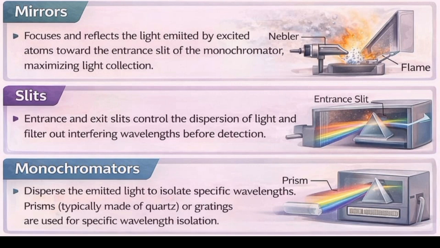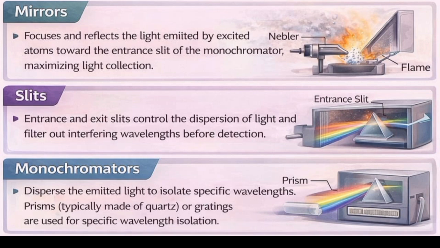Mirrors. A front-surfaced mirror is placed behind the flame to reflect emitted radiation back toward the entrance slit of the monochromator, maximizing light collection. Slits. Entrance and exit slits help in controlling light dispersion and in filtering out interfering wavelengths before detection.